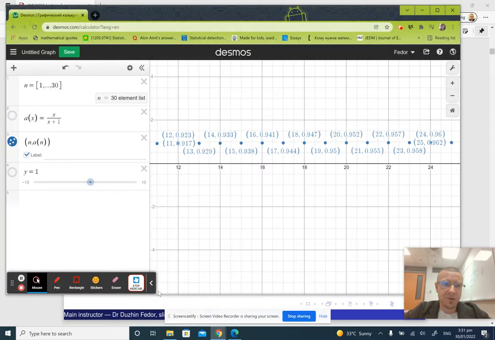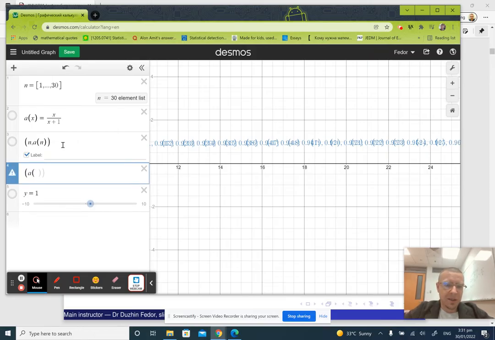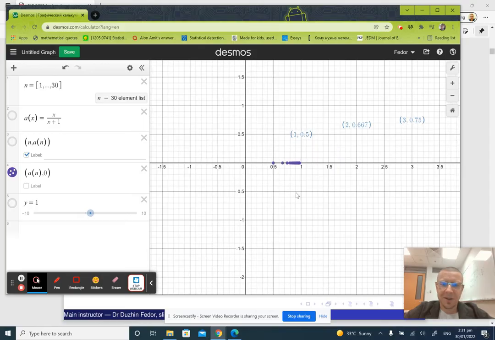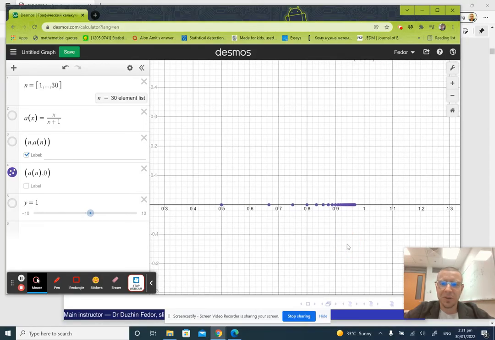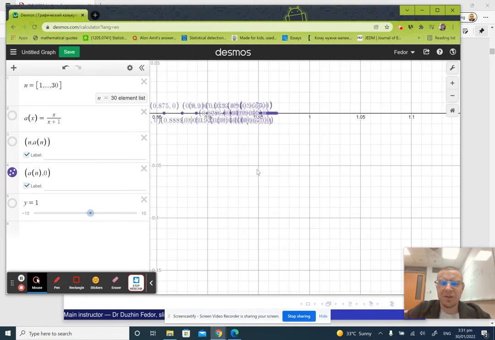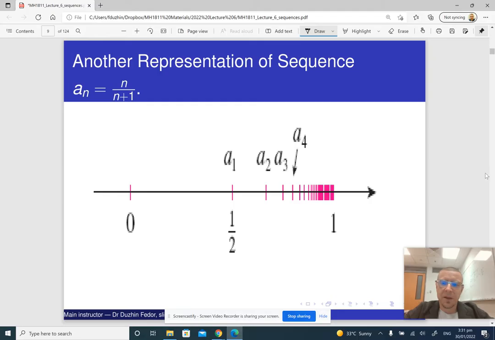So we can do it in Desmos too. If you want the second way, it's going to be like this: a_n comma 0, and this is our sequence. It's hard to see anything, so you can zoom in to see what's going on here. This is what it looks like. I mean, it's just a huge mess. But hypothetically, you could visualize a sequence like this.